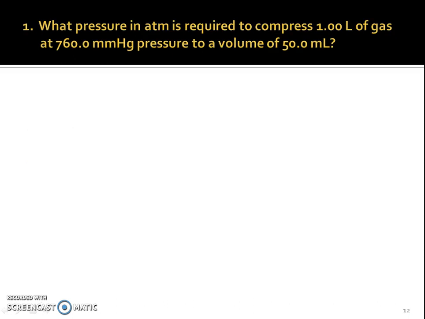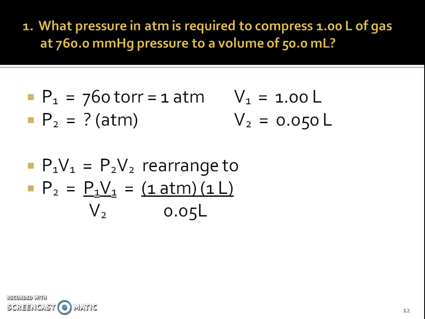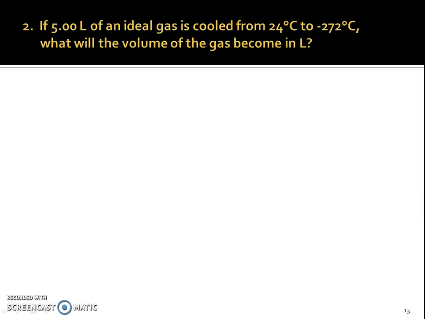So here's number 1. If I write out all the information, I'm dealing with pressure and volume. And notice I'm going to change my torrs to atmospheres right away because it asks me for the pressure in atmospheres. So I'm going to use that equation. I'm going to rearrange it. I'm going to plug and chug, and I'm going to get an answer of 20.0 atmospheres. And again, I tried to do it by sig figs. However, nope, this one seems to be working. 3 sig figs, 3 sig figs. This is 4 sig figs, so my answer should be 3 sig figs.